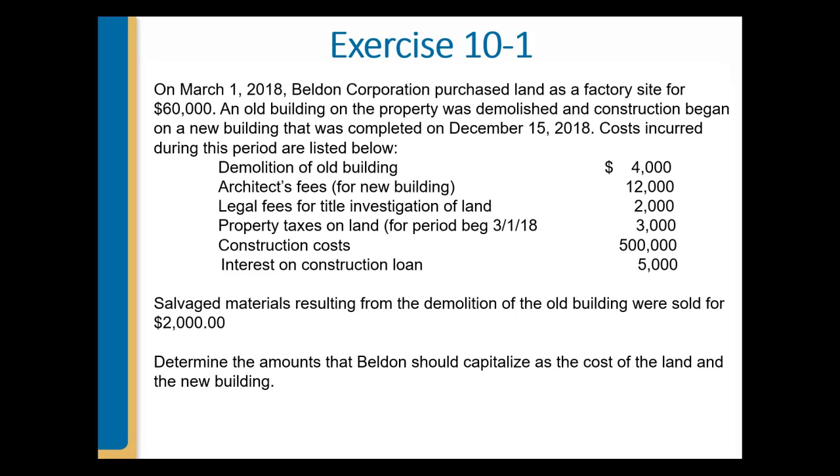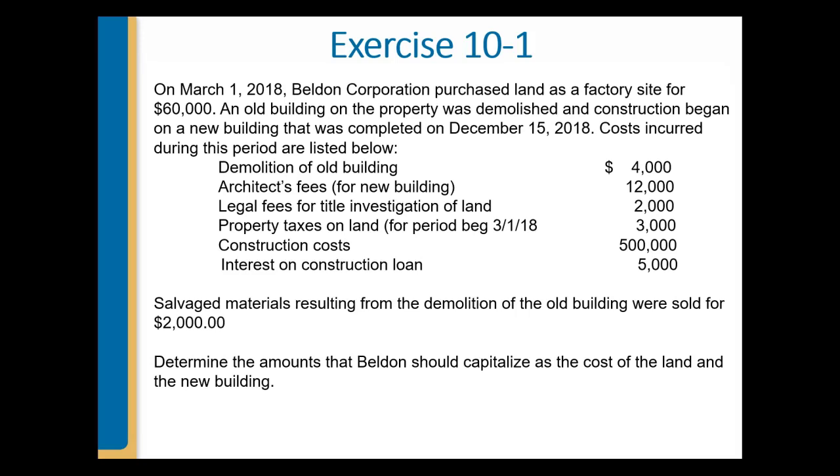Let's take a look at exercise 10-1. On March 1st, Belden Corporation purchased land as a factory site for $60,000. An old building on the property was demolished and construction began on a new building that was completed on December 15, 2018. Costs incurred during this period are listed below.